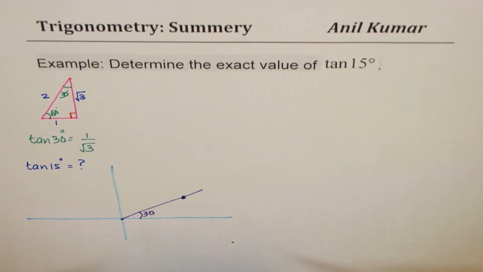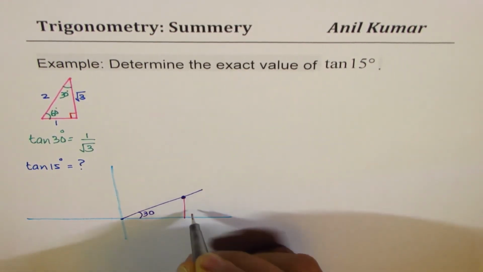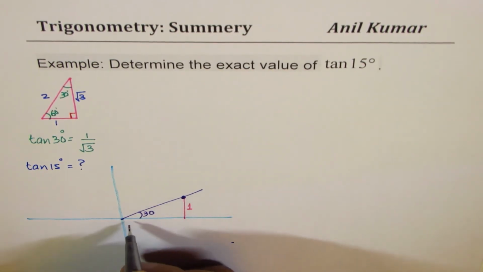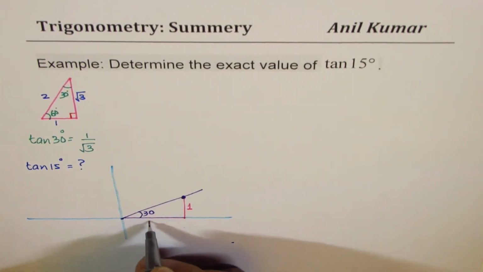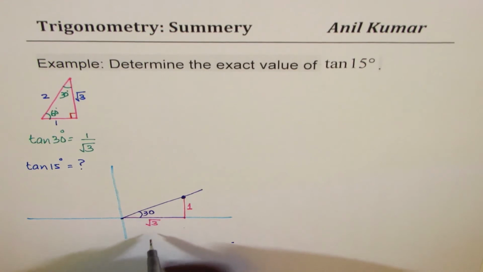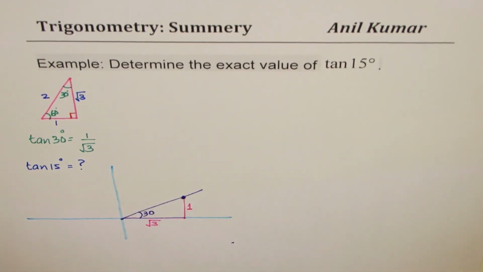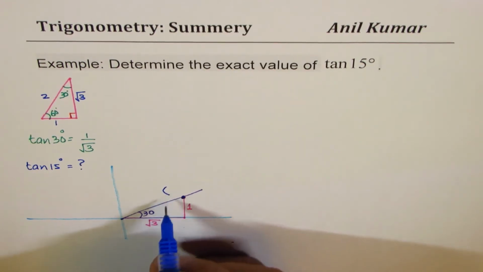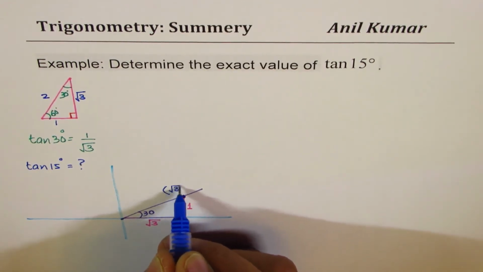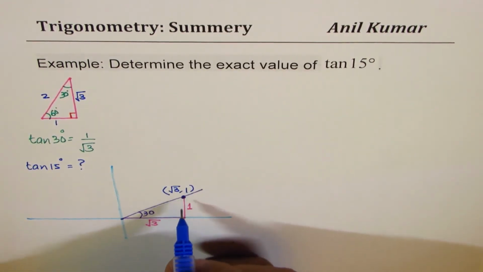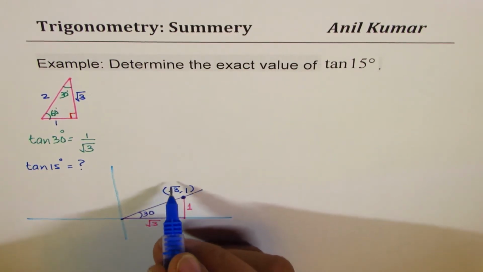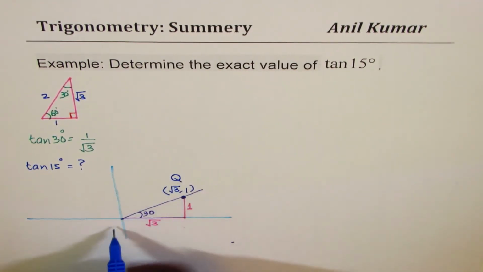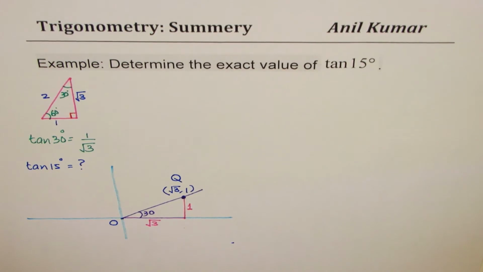That is to say that if I drop a perpendicular from here, I want that to be 1, and this side I want as square root 3. Does it make sense to you? It really means that that is possible if I have a coordinate point here whose coordinates are square root 3 and 1. Let's call this point Q. Here is the origin O. Do you get the idea?